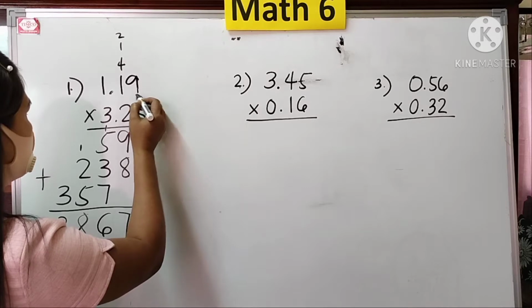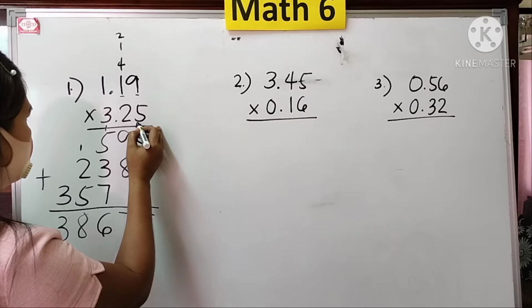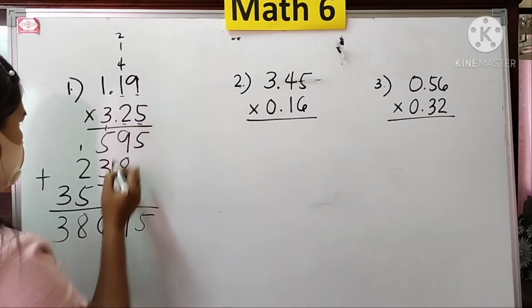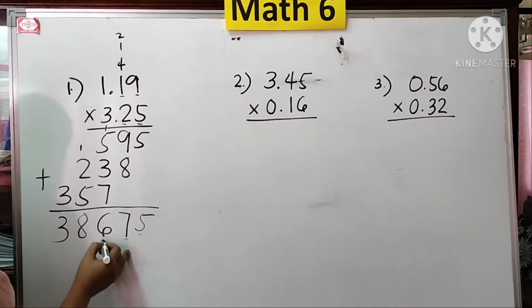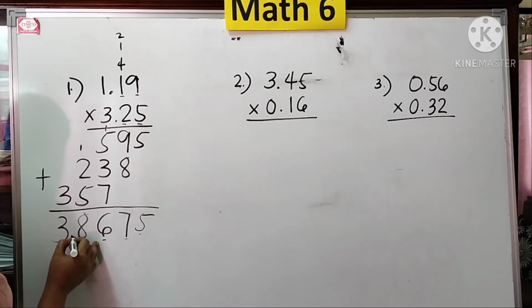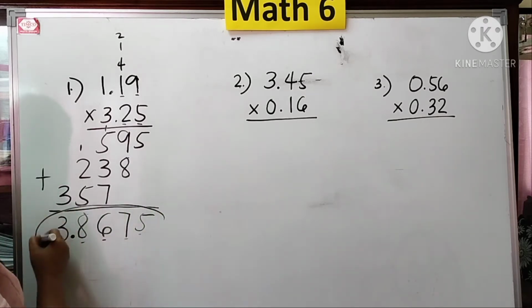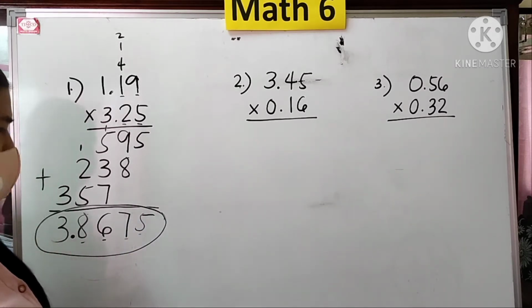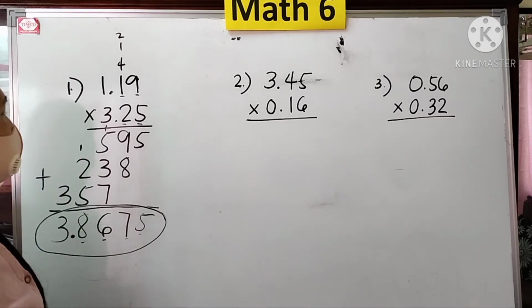So we have 1, 2. And then the other factor, we have 5 and 2. So we have 1, 2, 3, 4. So you will count here as 1, 2, 3, 4. So your decimal point will be here. So your final answer will be 3 and 8,675 ten-thousandths from this first set of factors.